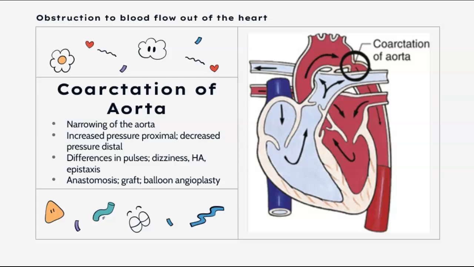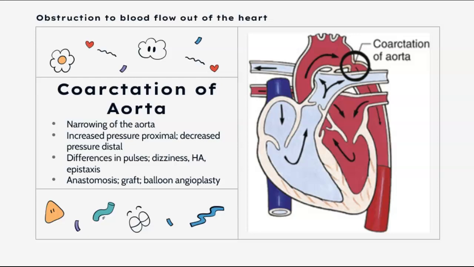Signs and symptoms include a high blood pressure and bounding pulses in the upper extremities, with weak or absent femoral pulses and cool lower extremities. You might also see signs of heart failure, dizziness, headache, fainting, or epistaxis, and these patients are at risk for hypertension, a ruptured aorta, an aortic aneurysm, and stroke.